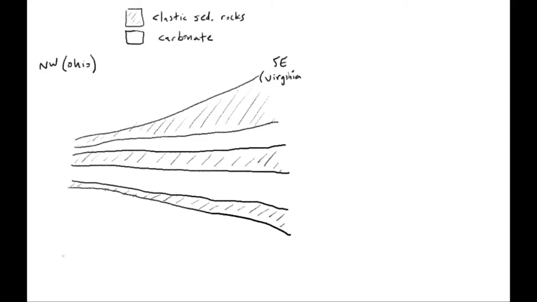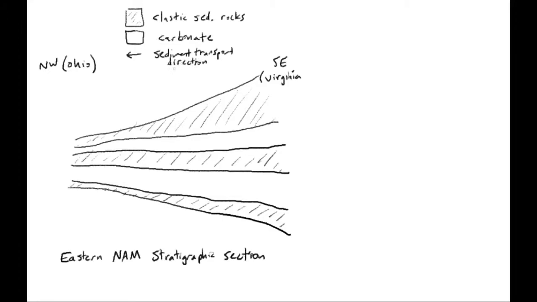And let's just label this diagram Eastern North America stratigraphic section. And then we're going to have another thing in our key here. A little arrow is going to be the sediment transport direction. So this is the direction. You can look at the cobbles in the sedimentary deposits and figure out that the water was flowing this way or that way.